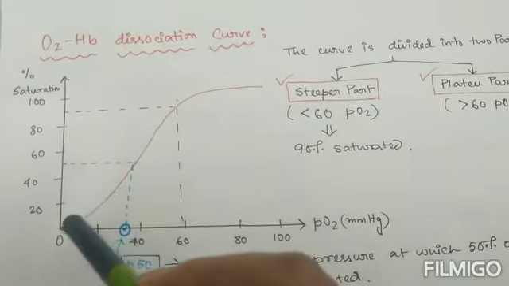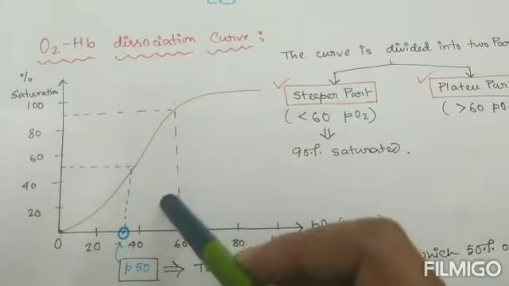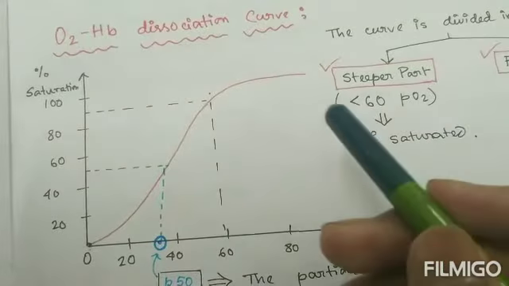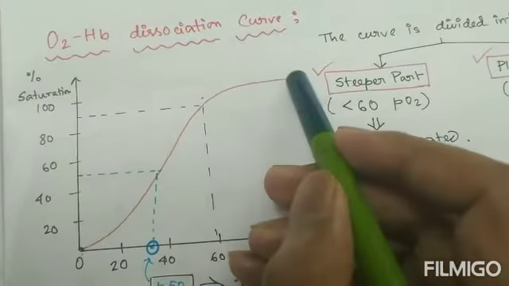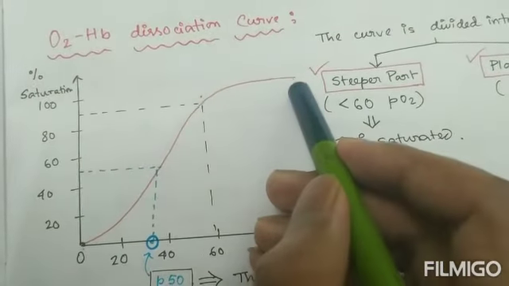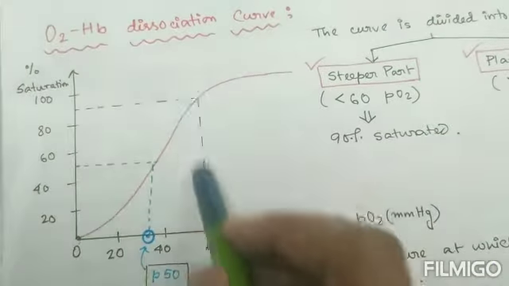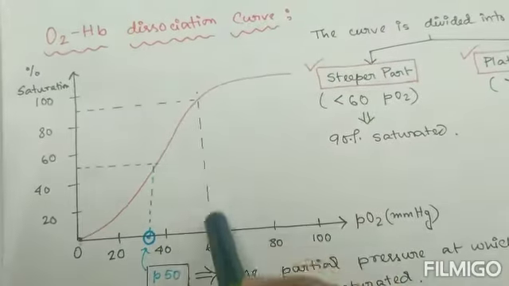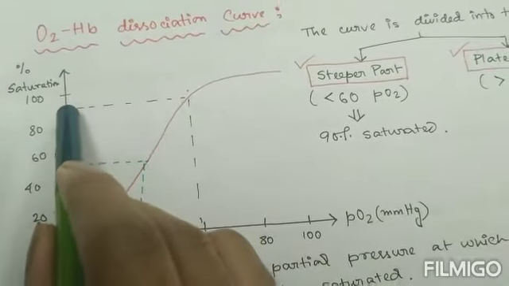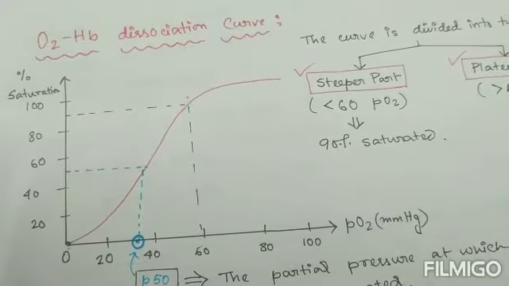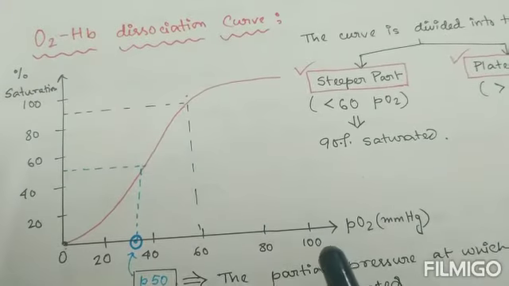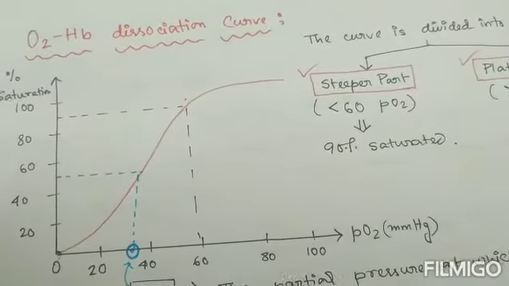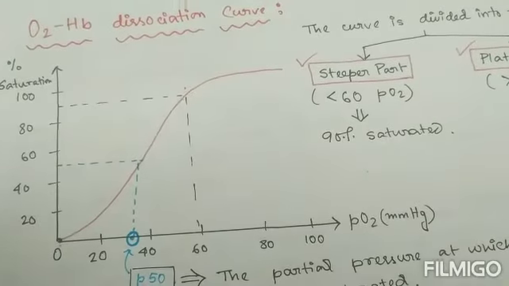And the curve can be divided into two parts. One part is the steeper part, and another part is the plateau part, that is beyond 60 mmHg. The steeper part is within 60 mmHg, and in this range approximately 90% of hemoglobin is saturated with oxygen, and above 60 mmHg only 10% more hemoglobin is being saturated. This suggests two very important pieces of information.